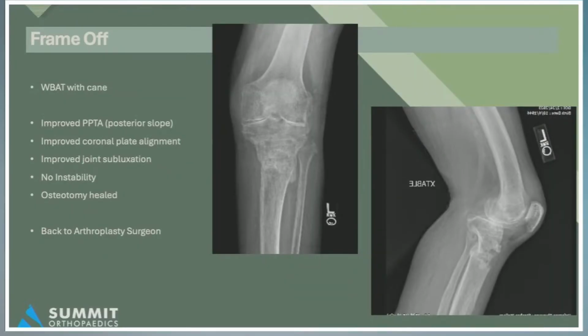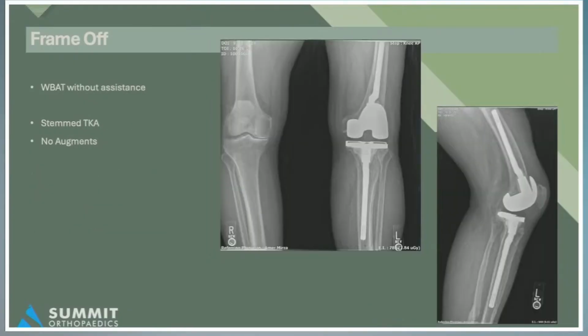And so we sent him back to his arthroplasty surgeon, who did a stemmed but relatively straightforward total knee arthroplasty. So no infection, no augments, a simple stem to protect things, but he's back walking and now needs a total knee on his contralateral side.